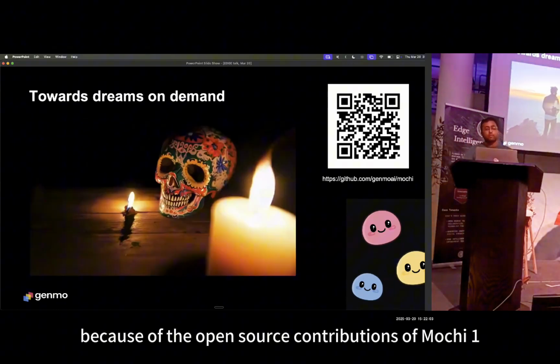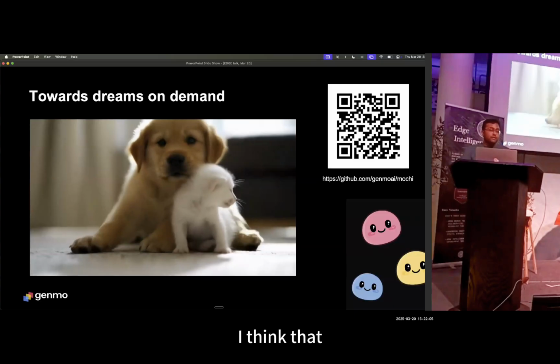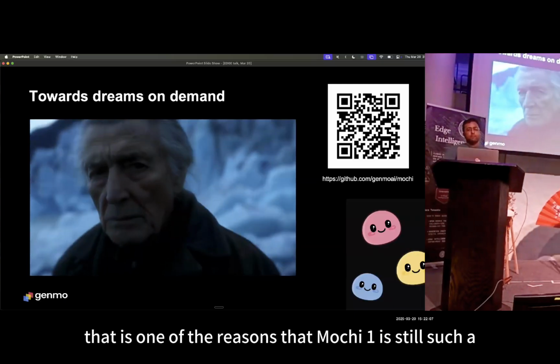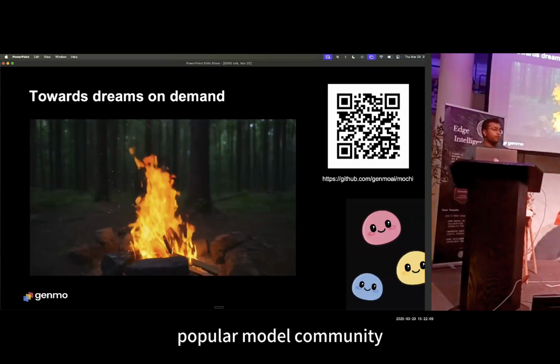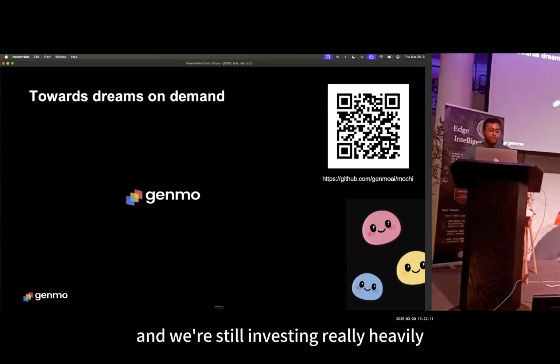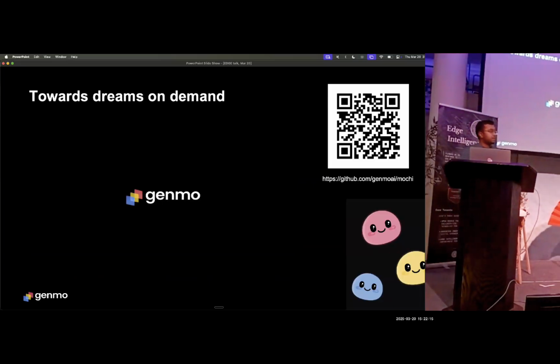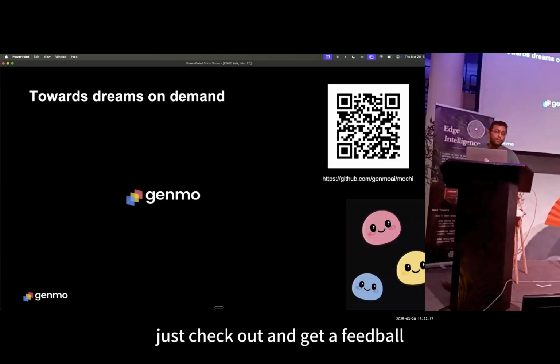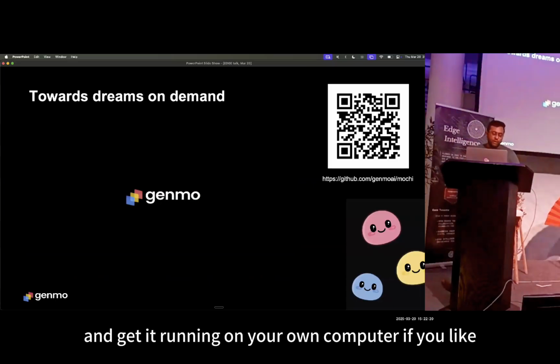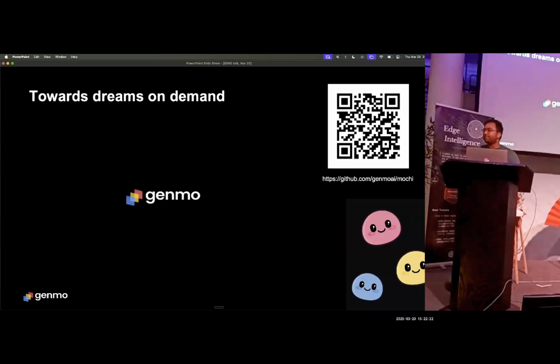Because of the open source contributions of Mochi 1, I think that is one of the reasons Mochi 1 is still such a popular model in the community. We're still investing really heavily to ensure that can continue. It's fully open source as well, so you can scan the QR code, check out the GitHub repo, and get it running on your own computer if you like. But with that, thank you very much.